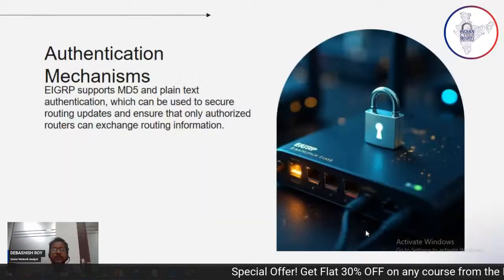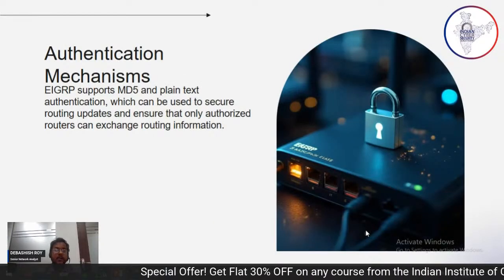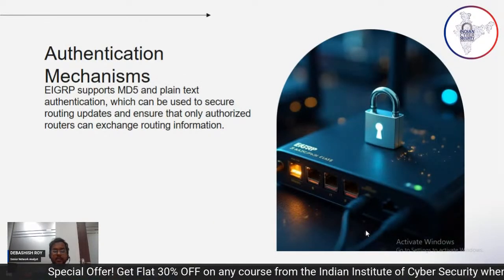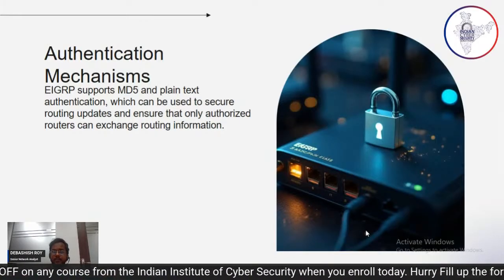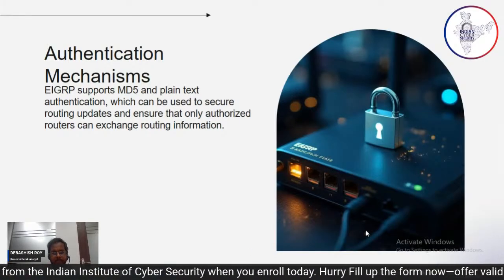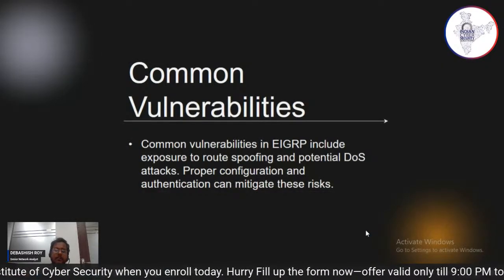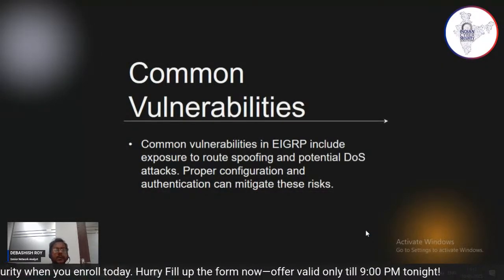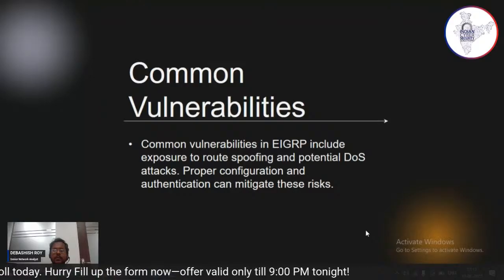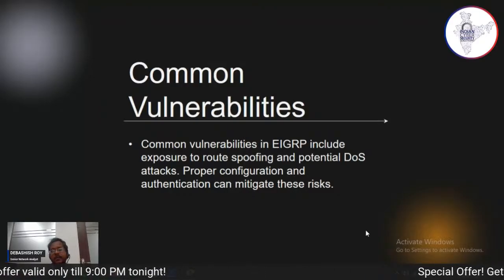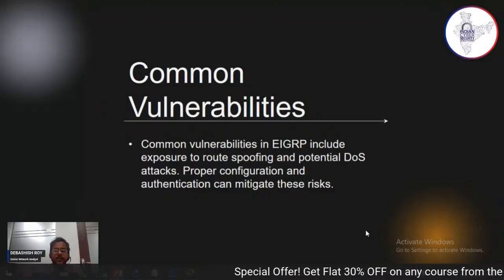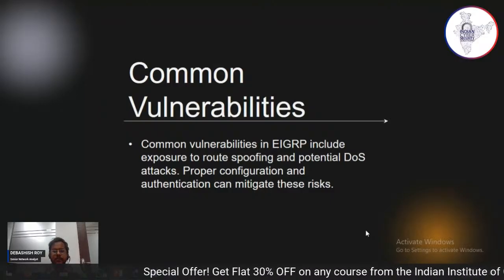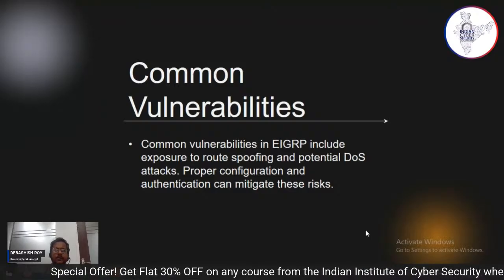In terms of security, EIGRP supports authentication like MD5 and plaintext authentication. It is also supported in other protocols like OSPF, and it can be used to secure routing updates. But there are some common vulnerabilities in the case of EIGRP, including exposure to route spoofing and potential DoS attacks. This is very common in other routing protocols also, spoofing attacks like MAC spoofing, and potential DoS attacks. Proper authentication configuration will mitigate this risk.